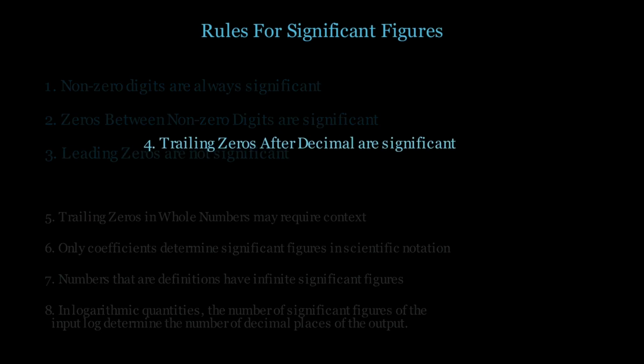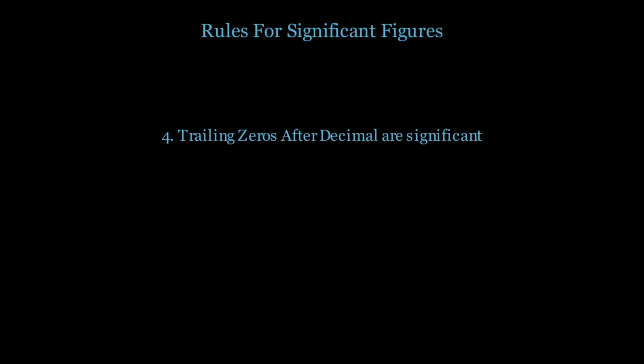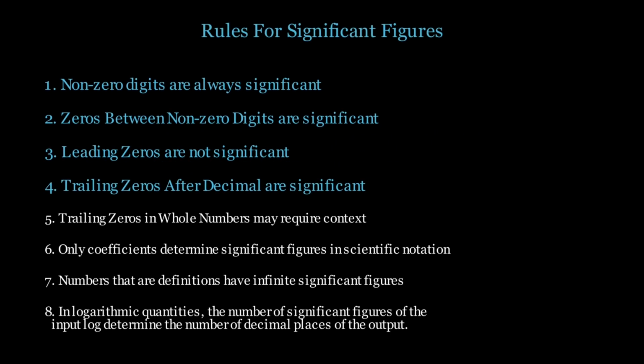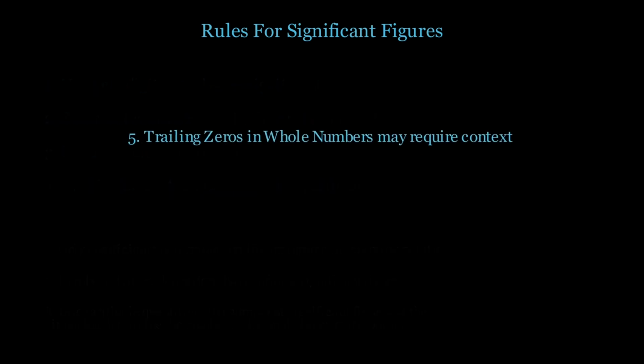As for trailing zeros, they are significant if they occur after a decimal point, as in that case they do reflect precision in measurement. So if you have, say, 3.400, there are 4 significant figures, as the zeros after the decimal are meaningful in measurement. Now you may ask, how about trailing zeros in the case of whole numbers? Well, in general they are insignificant, but sometimes they may require more context.